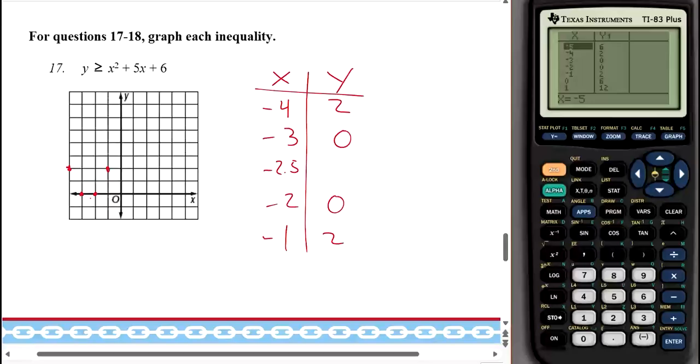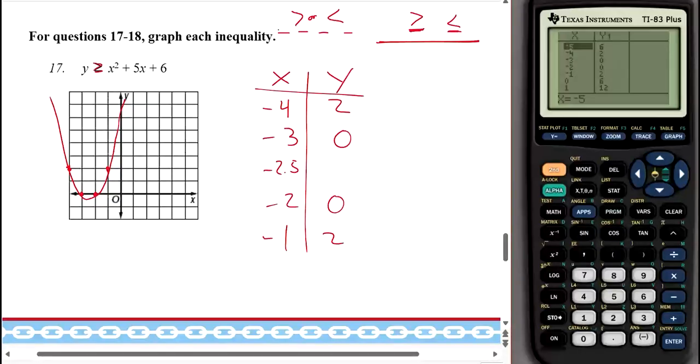When I am graphing inequalities, I have to decide if I am using a solid line or a dashed line. So greater than or less than get a dashed line. My or equal tos get a solid line, right? So line underneath the inequality sign, we use a solid line. So this one has the line underneath. So I'm going to graph this with a solid line.